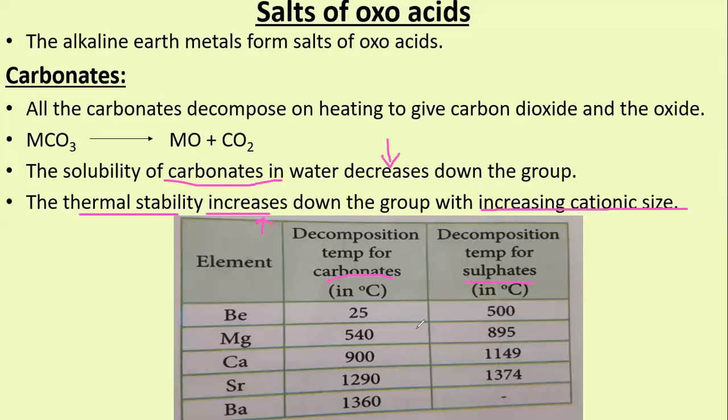On moving down the group, it increases. Here also, on moving down the group, it increases. Both the temperature stabilities increase. So we can tell that for carbonates the solubility decreases, whereas the thermal stability increases with the cationic size. This carbonate is considered one form of oxoacid salts that comes under the salts of oxoacids.